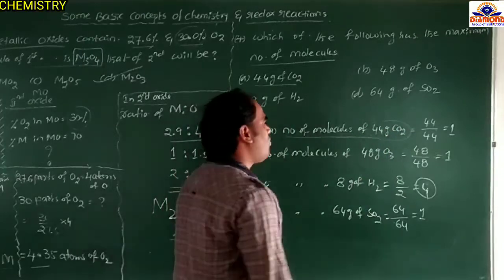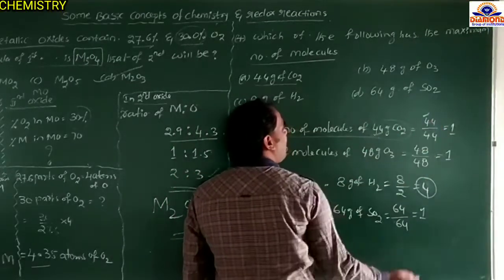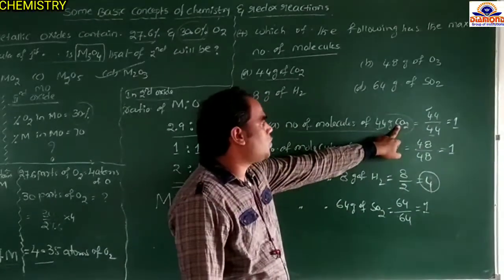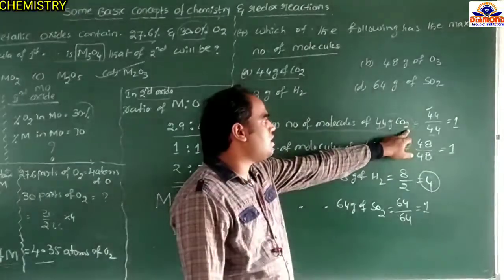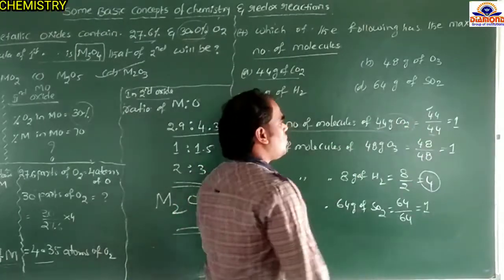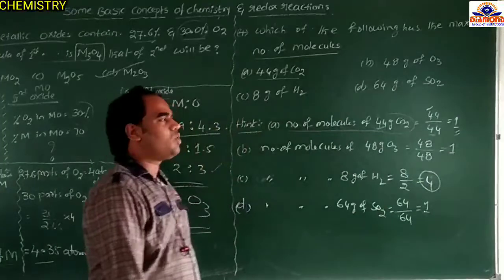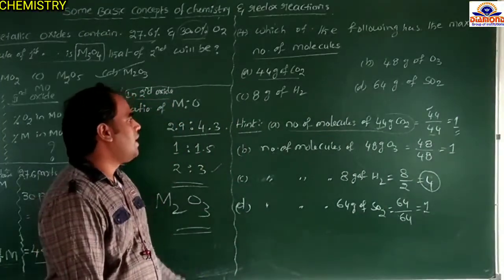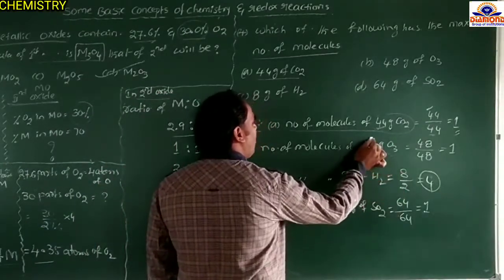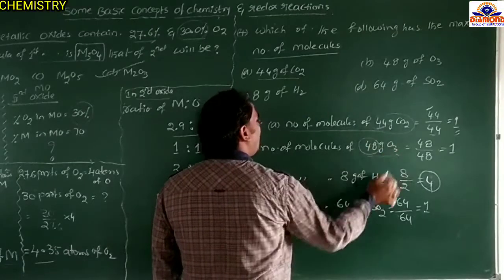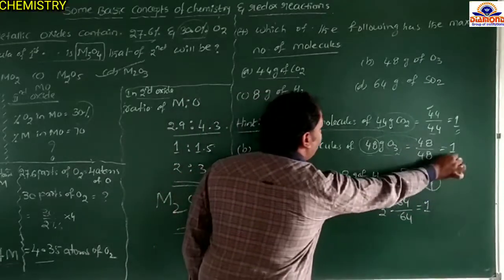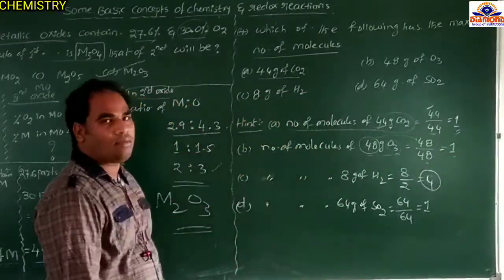For 44 grams of carbon dioxide, the number of moles equals 44 grams over the CO2 molecular weight, which is 44, because carbon's atomic weight is 12 and oxygen is 16, two oxygens, so 12 plus 16 plus 16 is 44. So the number of moles in 44 grams of carbon dioxide is 1. Next, 48 grams of ozone: the number of moles is 48 by the molecular weight of ozone, which is 48, so 1.